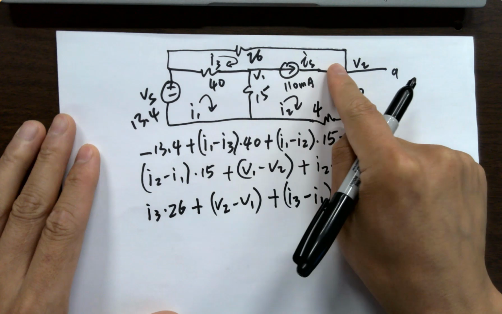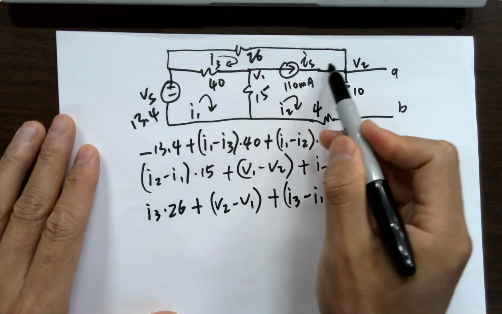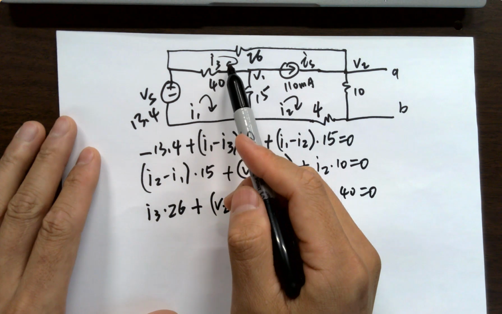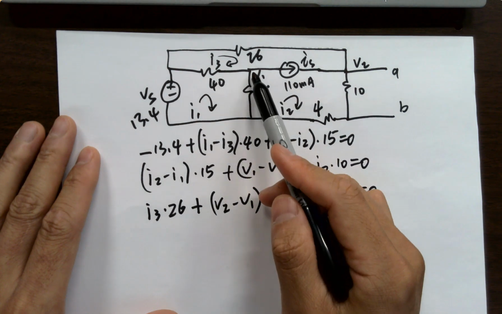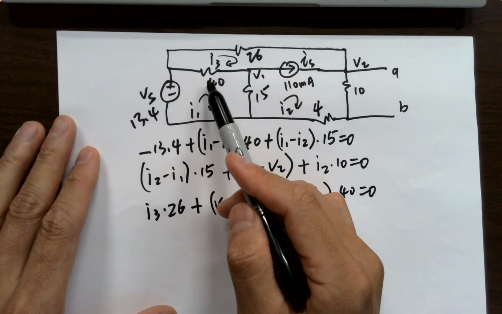V2 minus V1 will be plus minus from right to left, right? So it's going to be the voltage by following the current's direction. That'll be plus minus, so we put a plus in front of it. That's V2 minus V1. And then this guy is I3 minus I1 times 40.